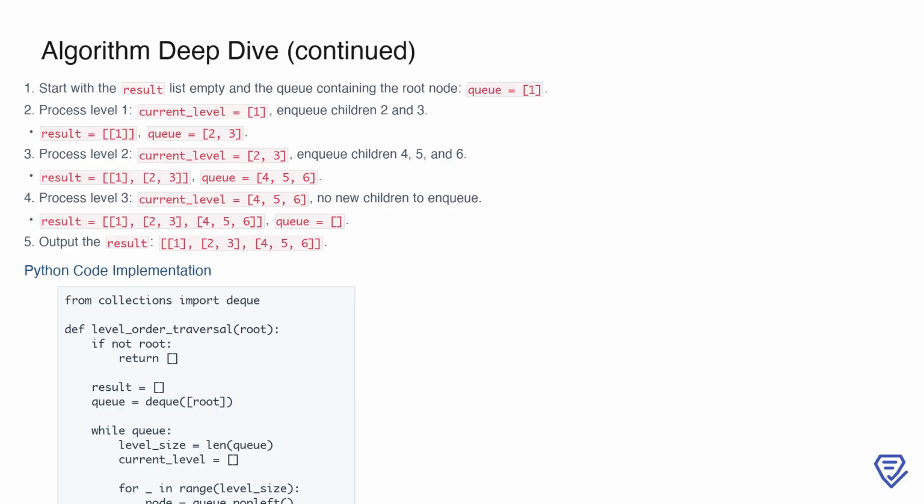At the third and final level, the current_level list contains 4, 5, and 6, since these nodes have no further children to enqueue. After processing this level, the result becomes [1], [2, 3], [4, 5, 6], and the queue is empty. With no more nodes to process, the algorithm outputs the result, which correctly represents the level order traversal of the tree as 1, 2, 3, 4, 5, 6.